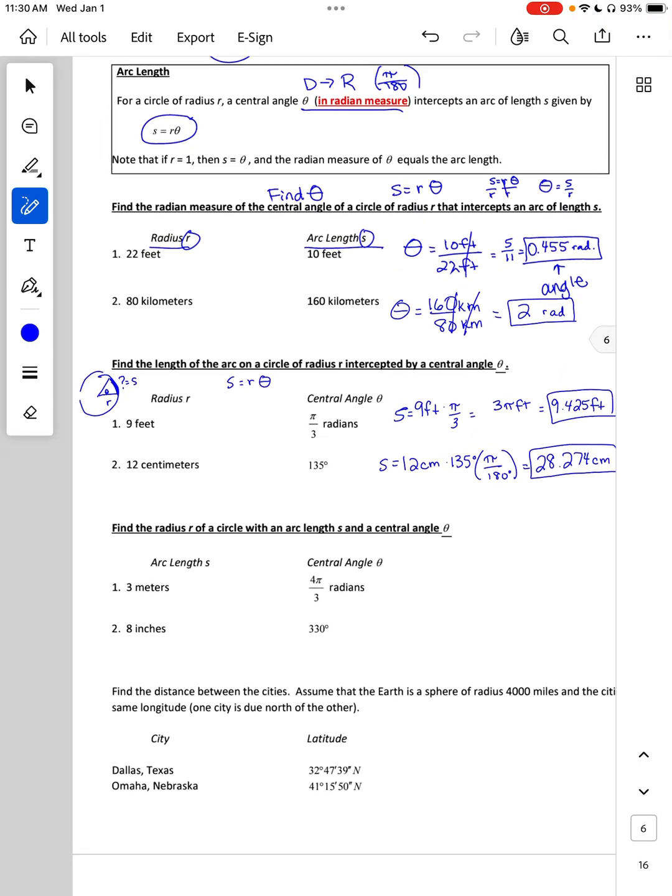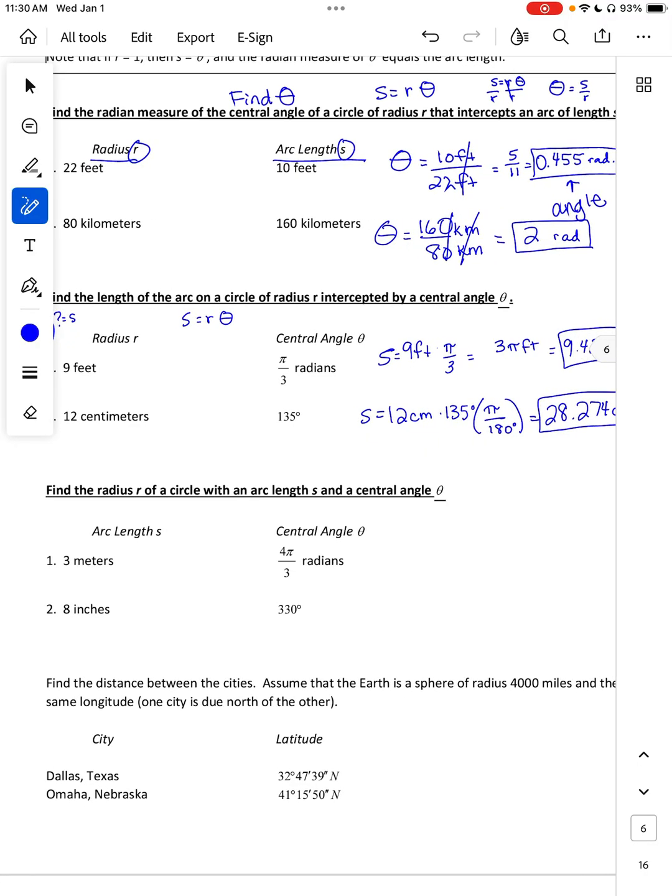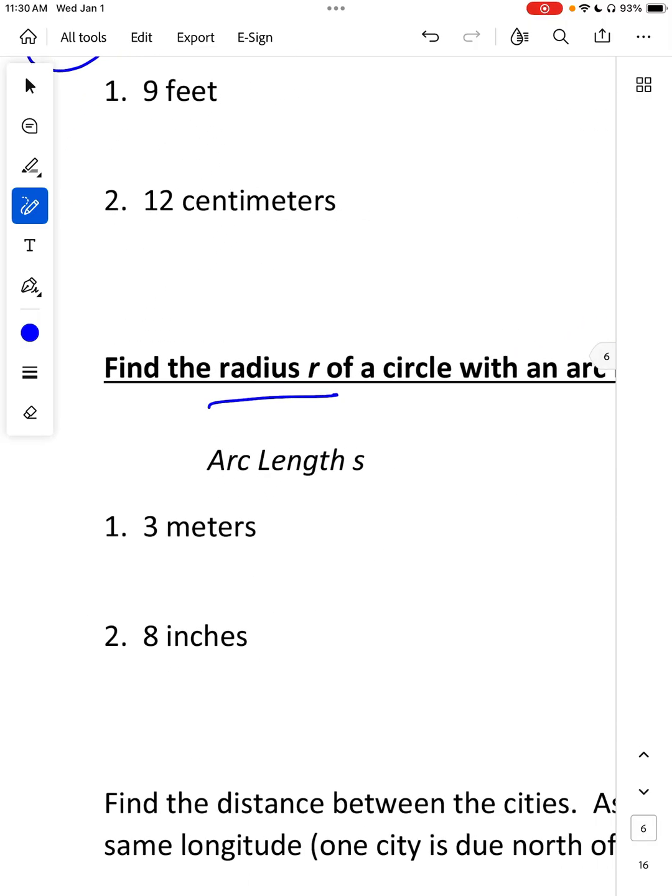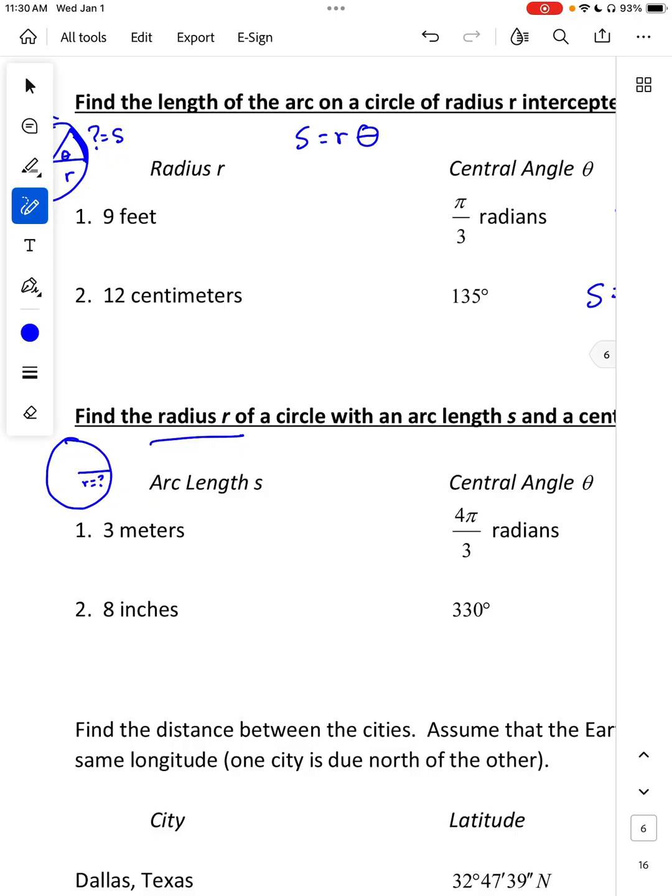Okay, the next one, find the radius. So this time we're finding radius. We don't know what the radius is, with arc length S and central angle theta. So we have our circle. We don't know what R is, question mark. We have the arc length and we have the theta. We don't know what S is.